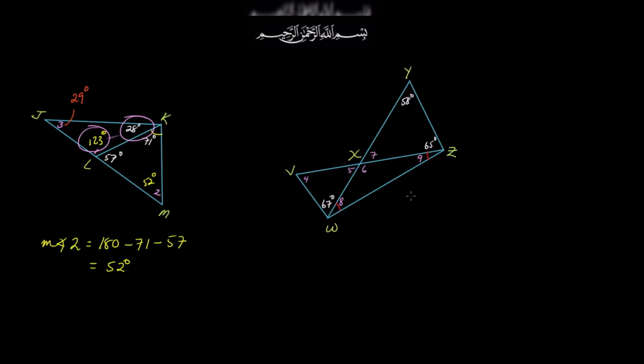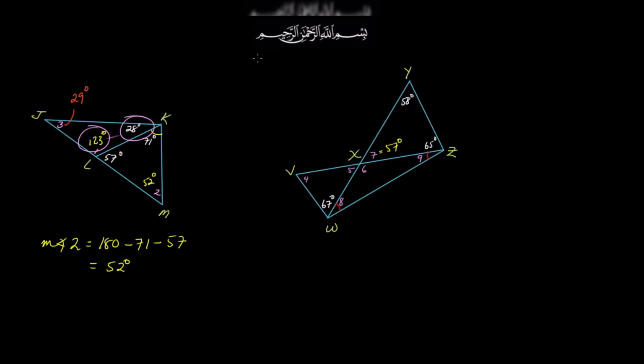Look, you can hear the sound of my calculator probably, hopefully. So I'm going to take 180 degrees, and I'm going to subtract from it 65 degrees, and then I'm going to subtract from it 58 degrees. And if I did this correctly, I get angle 7 to be 57 degrees. The measure of angle 7 is 57 degrees.